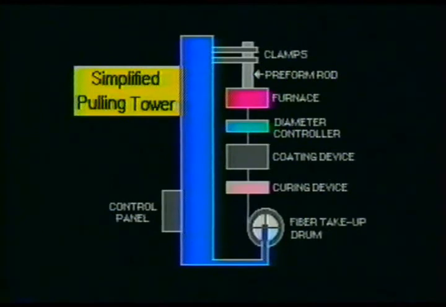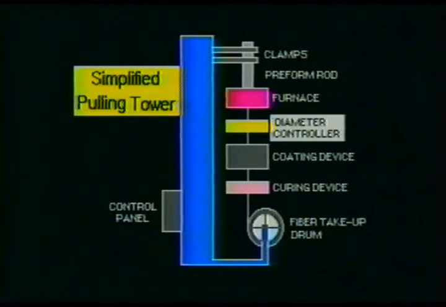After the preform is made, it is placed into a fiber pulling tower. Here you see a simplified version of such a tower. Notice that the preform rod has been clamped into the pulling tower near the top of the equipment. The end of the preform rod from which the fiber cable is to be drawn is placed into a small furnace which heats the glass to an elastic state.